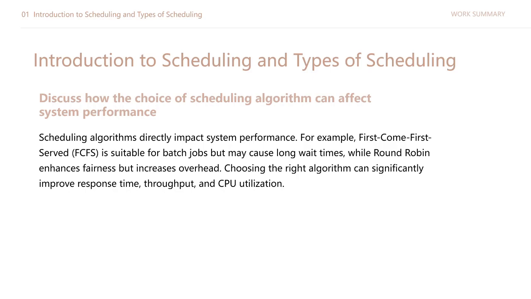Then is the impact of scheduling algorithms on system performance. Scheduling algorithms directly affect system performance, and there are some examples. Choosing the right algorithm can significantly improve system response time, throughput, and CPU utilization.